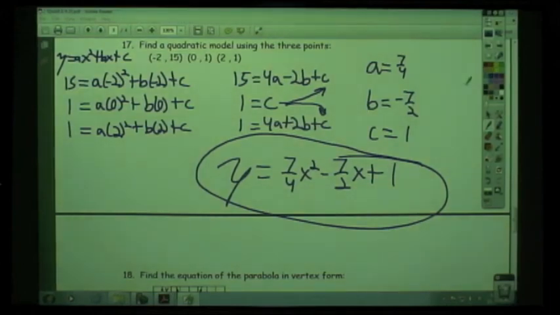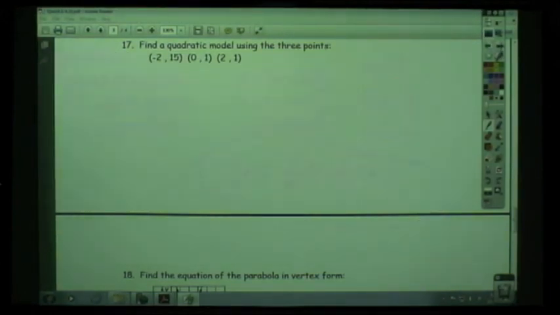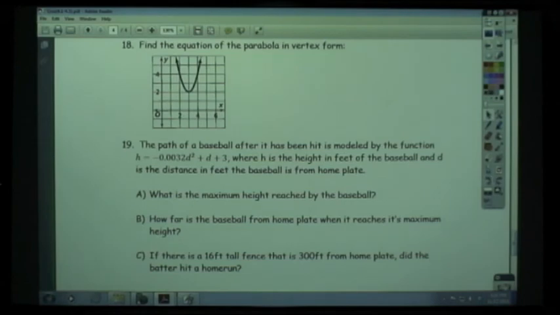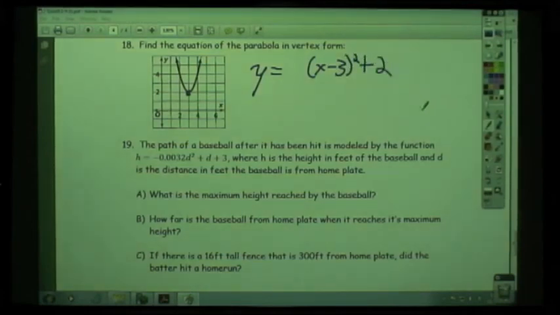Alright, so last page shouldn't have been too bad. On the last page here, you were just going through and making sure that you do a couple of quick things on finding this one here. The equation of this one is in vertex form. So your vertex here is at (3, 2). So you're going to have y equals (x minus 3) squared plus 2. So you've already got that set up. You just need to find what the a value is that goes in front of that.